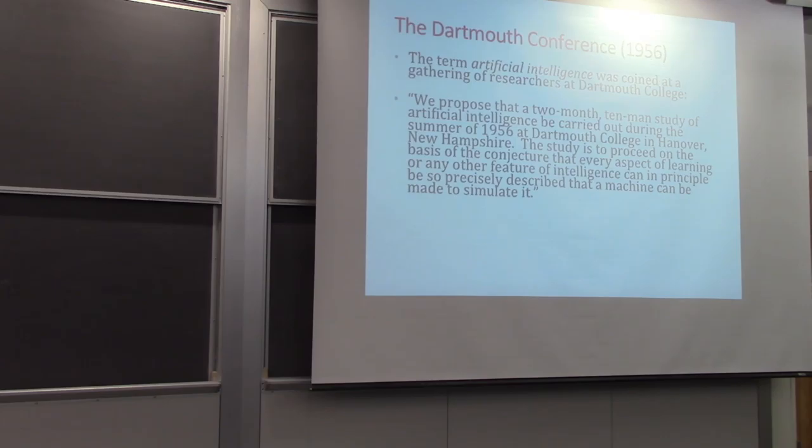So just a little bit more about this Dartmouth conference. Here is the explicit funding statement. Proposed that a 2-month, 10-man study of artificial intelligence be carried out during the summer of 1956 at Dartmouth College in Hanover, New Hampshire. The study is to proceed on the basis of the conjecture that every aspect of learning, or any other feature of intelligence, can, in principle, be so precisely described that a machine can be made to simulate it. Okay? And so we see that this definition is somewhat different than what we were saying. It's got two parts. One is that we want to distill the processes of intelligence and learning down to some principles that are programmable.